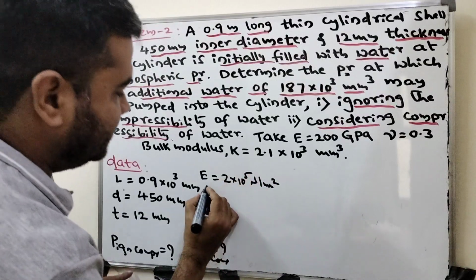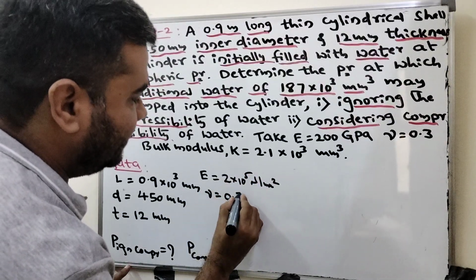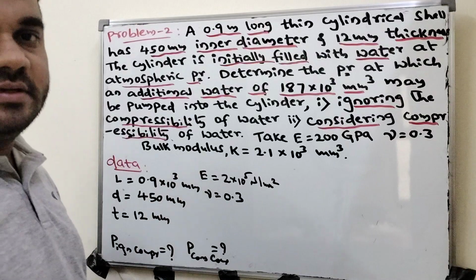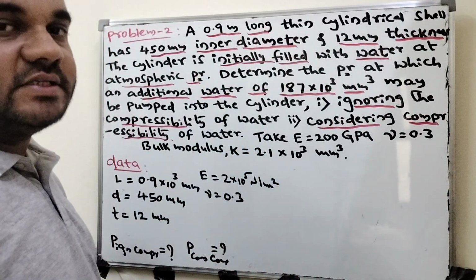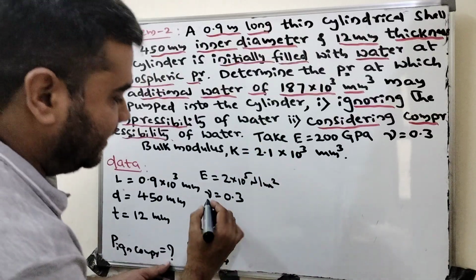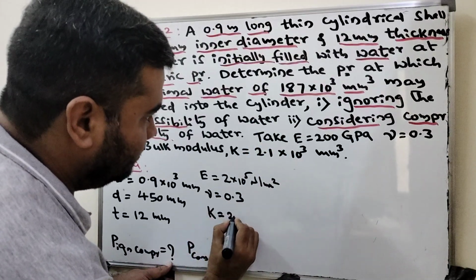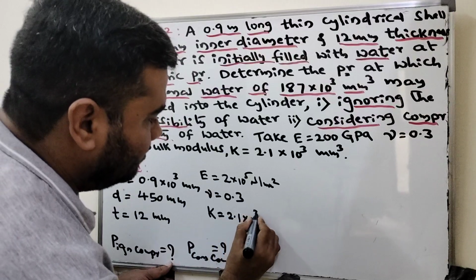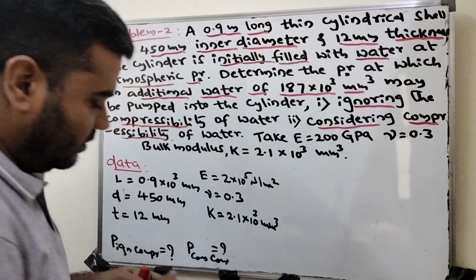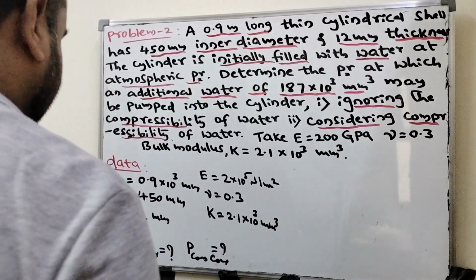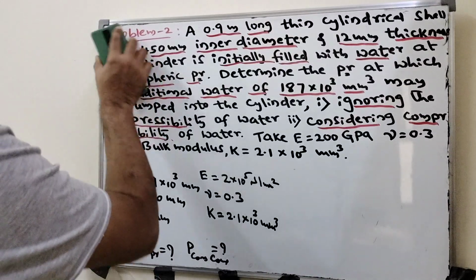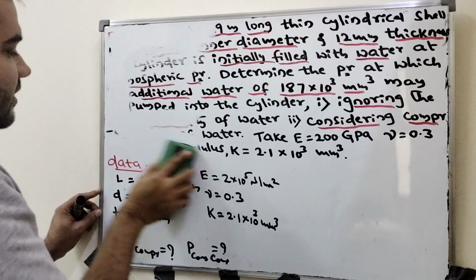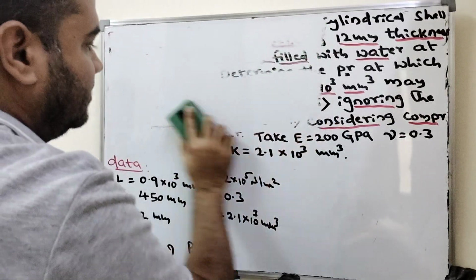Next, Poisson's ratio is given as 0.3, and the bulk modulus, which is related to compressibility. It is volumetric stress divided by volumetric strain. That is the formula we'll go through. Bulk modulus K is 2.1 into 10 raised to 3 N/mm square. This is the data given here. Now we'll start the problem step by step.